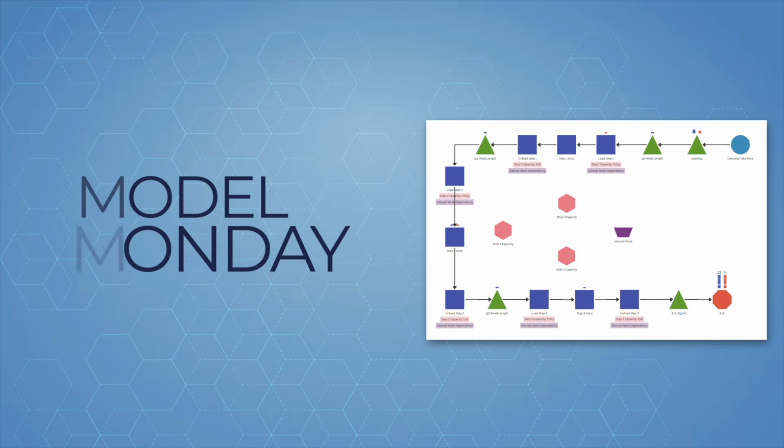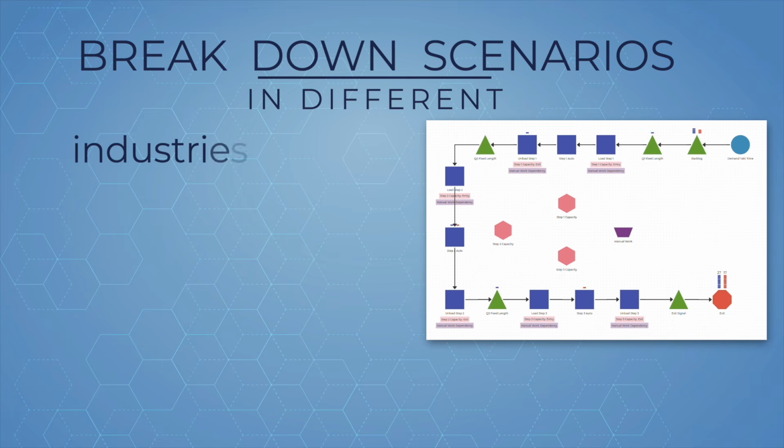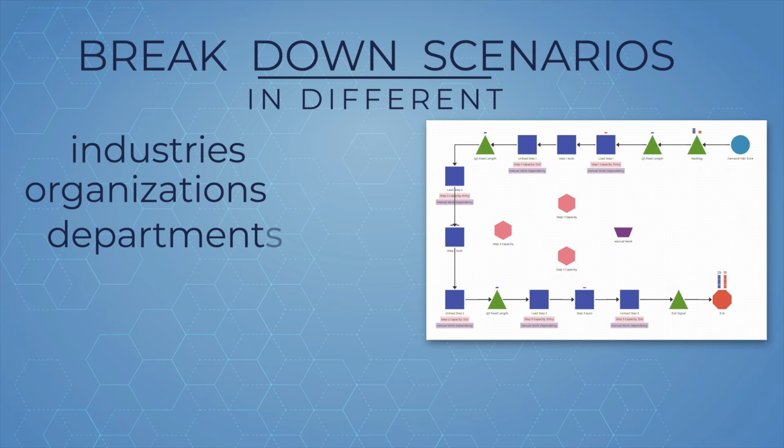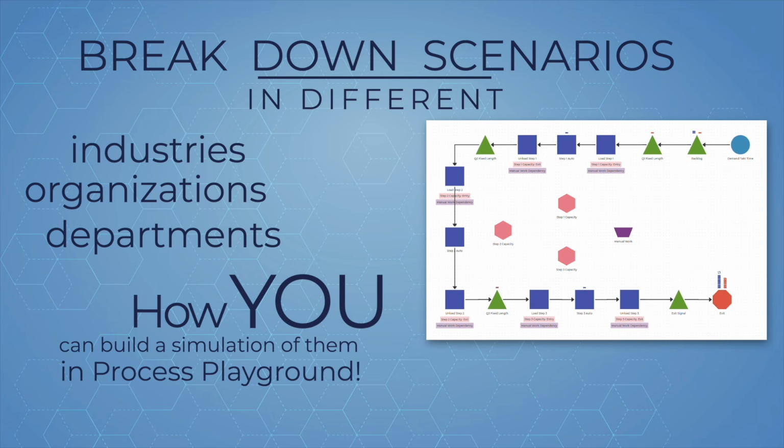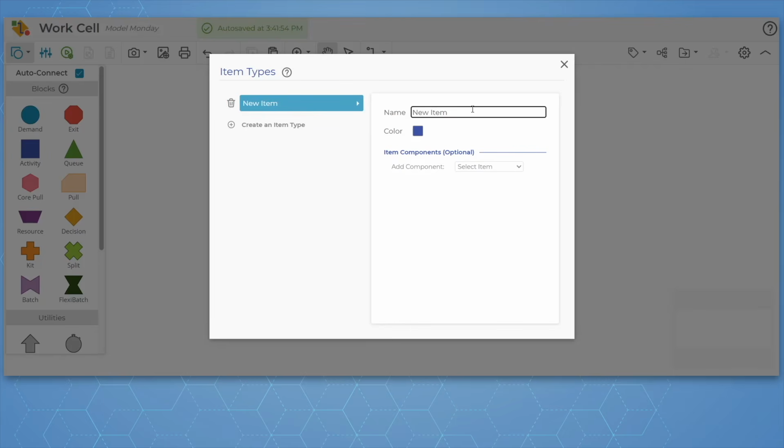Welcome to Model Monday, a series where we break down scenarios in different industries, organizations, and departments and explain how you can build a simulation of them in Process Playground. Let's model it. We're going to have two item types that go through this process. We'll call one Item 1 and we'll call the other Item 2.